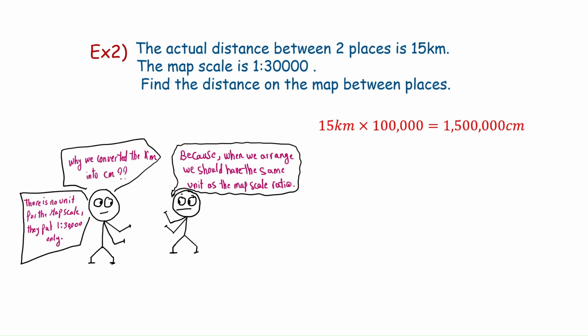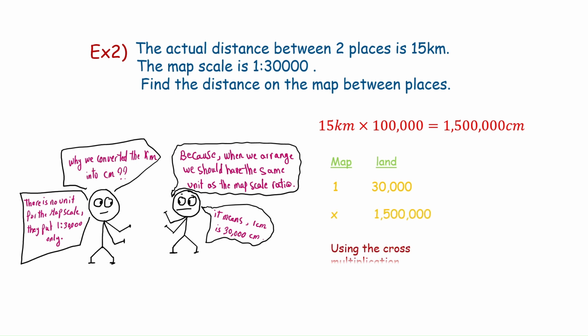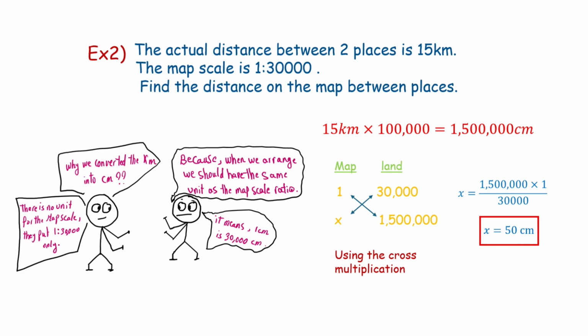So 1 centimeter on map is 30,000 centimeters on land. Now we must arrange 1 under map and 30,000 under land. X under map and 1,500,000 under land. Now use the cross multiplication to find out the value of x. X equals 1,500,000 times 1 over 30,000. So x equals 50 centimeters. In other words, 15 kilometers on land will be 50 centimeters on map.